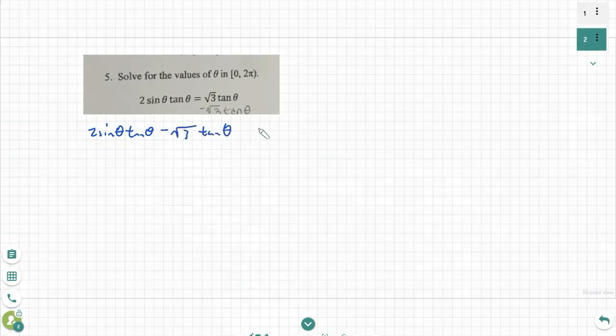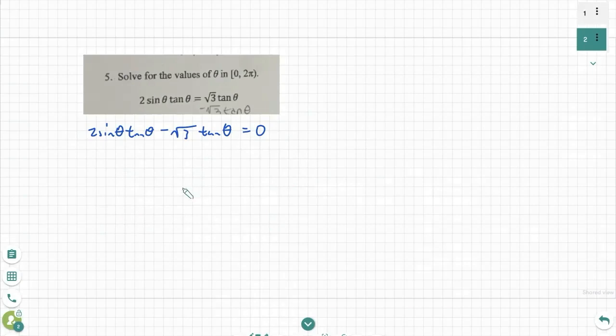Okay. And do you know what this next step typically is? You're not factoring, right? Yeah, exactly. Anytime you have something equal to zero, you want to try to factor, so then you can use the zero product property. So what can you factor then? Is there anything that you see in both terms? There's tangent.